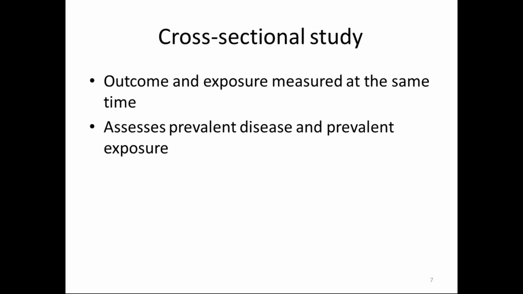So then when you move on to a cross-sectional study, now instead of looking at populations, we're looking at individuals, right? We're measuring exposure and outcome in individuals, and we're measuring them at the same time. That's why it's called cross-sectional, because you have a snapshot of what's going on. So you're looking at prevalent disease and prevalent exposure, what's there in the population at a particular point.